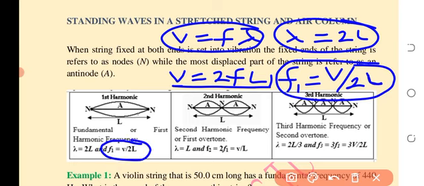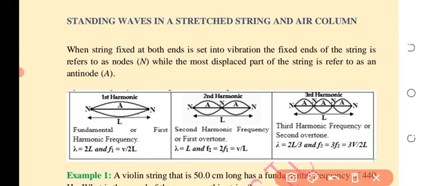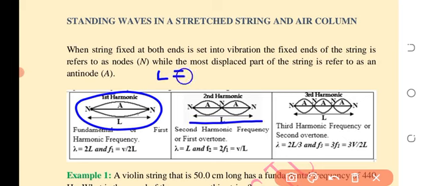So for the string vibrating in second harmonic mode, if we use the knowledge of what we did here, you can see that our length here, L, will be equal to half of a wavelength plus half of a wavelength, which makes our length equal to a wavelength, because half plus half will give us 1.